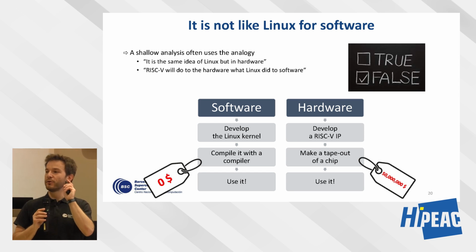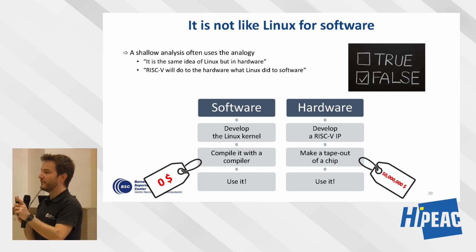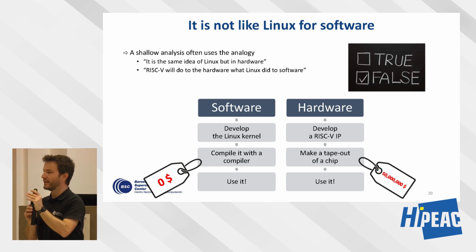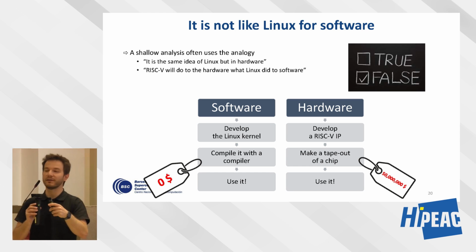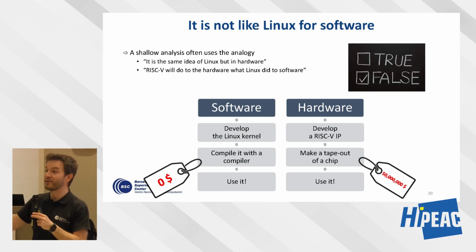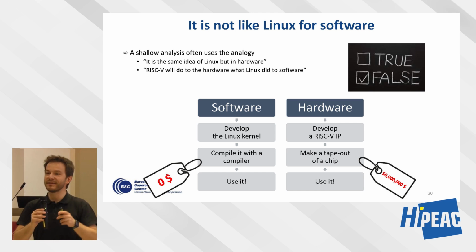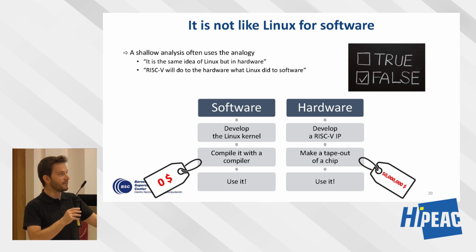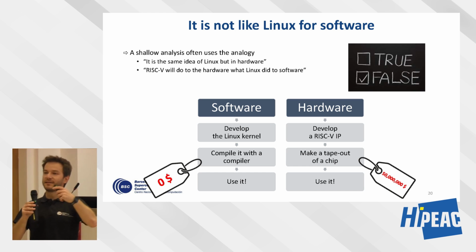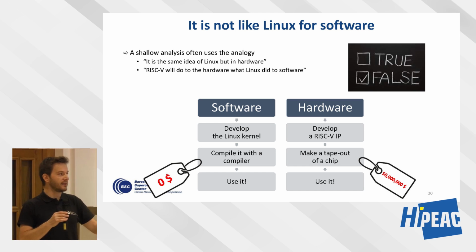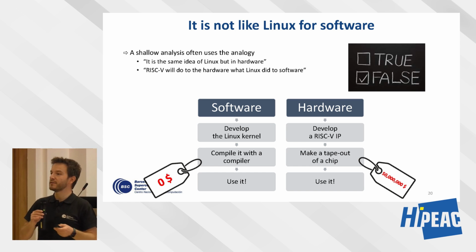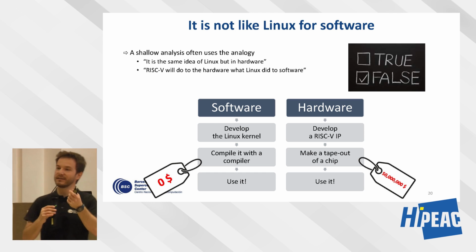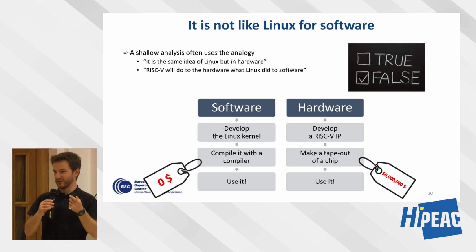Here I have a slide that I already used this example before, and I apologize. So it's not like Linux for software, okay? You hear a lot of people tell you, yes, RISC-V is like Linux, but for hardware, right? No. And the explanation for this is easy and is here. When you develop software, Linus Torvalds does his own beautiful kernel, he compiles it, and he uses it. This process can take a lot of human effort, right? But the total cost of this is €0, okay?